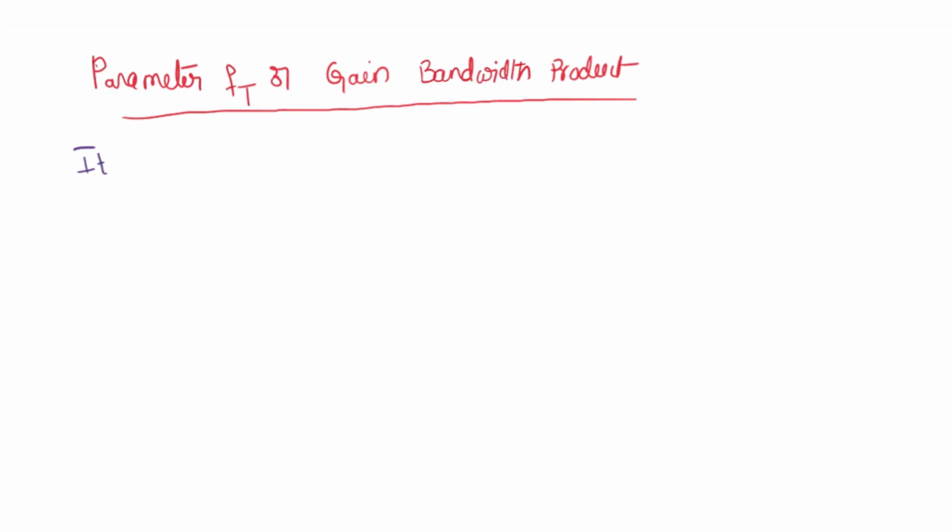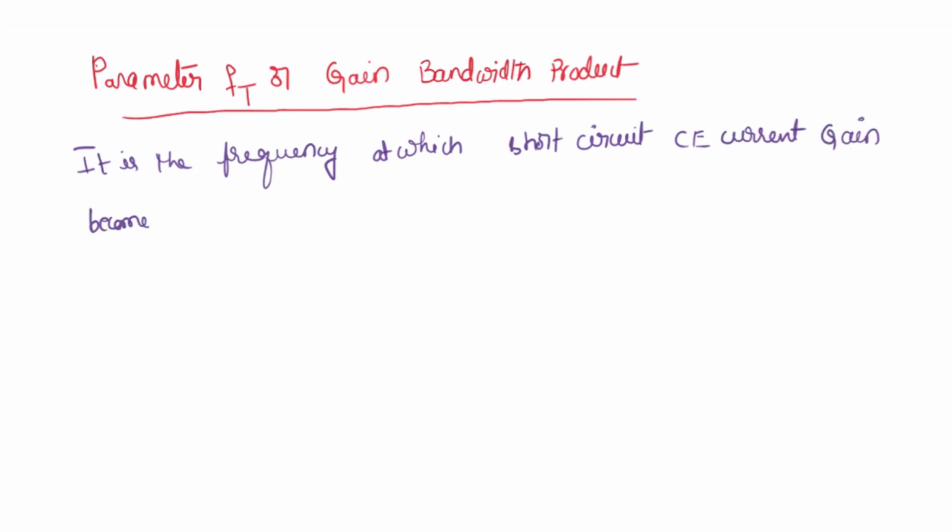The concept is the parameter fT, or gain bandwidth product. I'll write the definition. It is the frequency at which the short circuit CE current gain becomes unity. It is the frequency at which the CE short circuit current gain becomes unity.